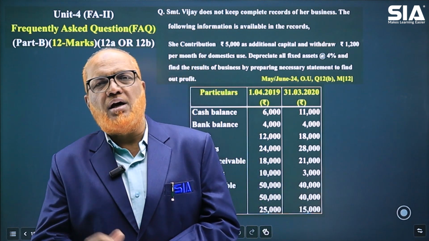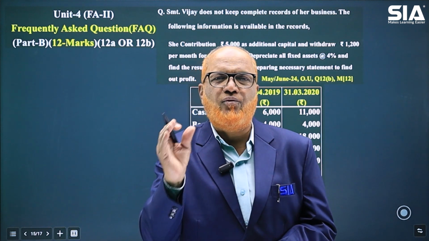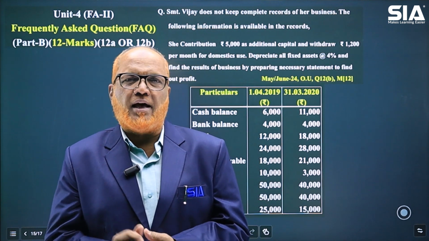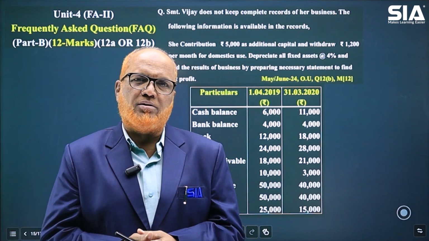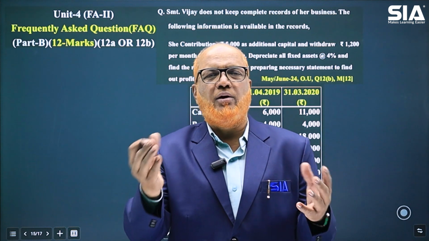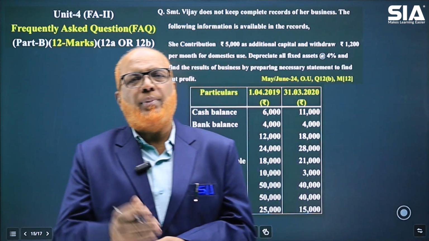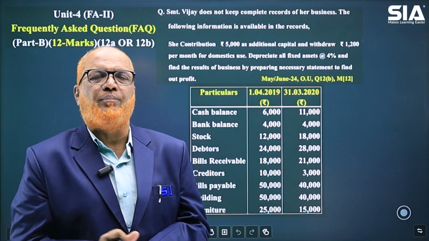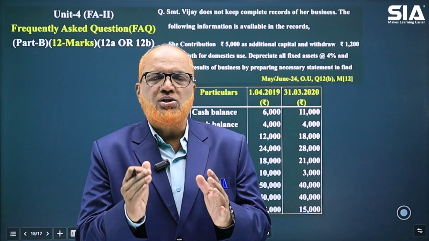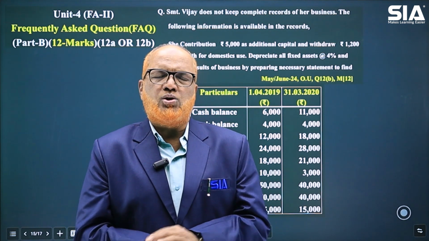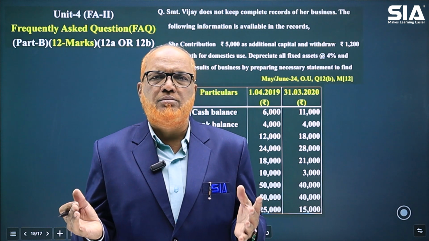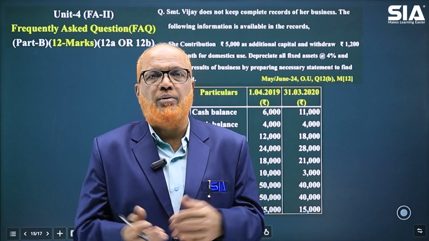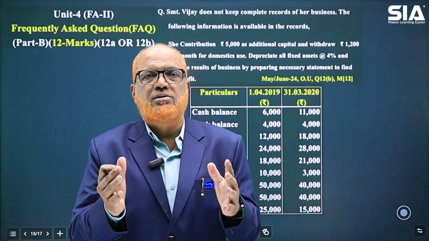So presently we are discussing single entry system, which is in Unit 4, that is Financial Accounting 2. In this unit, 4 marks and 12 marks questions will come in examination. Section A, 4 marks, you may get a theory or a problem. But for 12 marks in Section B, question number 12A or B, any one you have to write. Most of the times they will ask 2 problems, but sometimes 1 theory, 1 problem. But the chances are 2 problems.